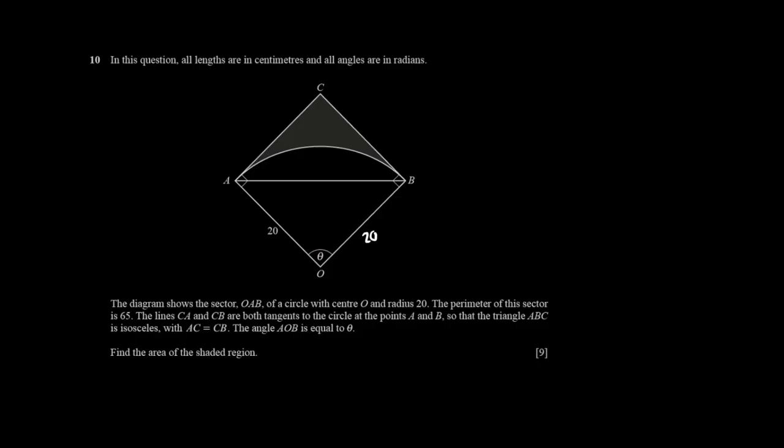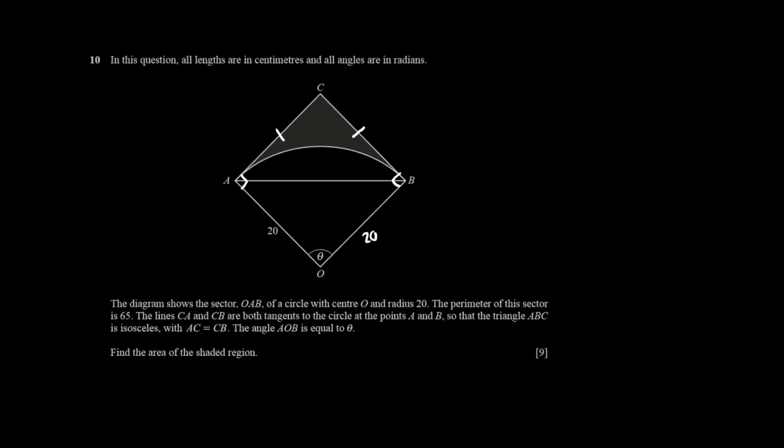The lines CA and CB are both tangents to the circle at the points A and B. So that line and that line. If it's tangents to the circle, it means that it's going to make an angle of 90 degrees with the radius, which is also indicated on the diagram. I'll just highlight it there. If you're not sure, when it says tangent to the circle, it always means it's a right angle with the radial line. So the triangle ABC is isosceles. If it's isosceles, it means that these two lines are identical in length. Same length there.